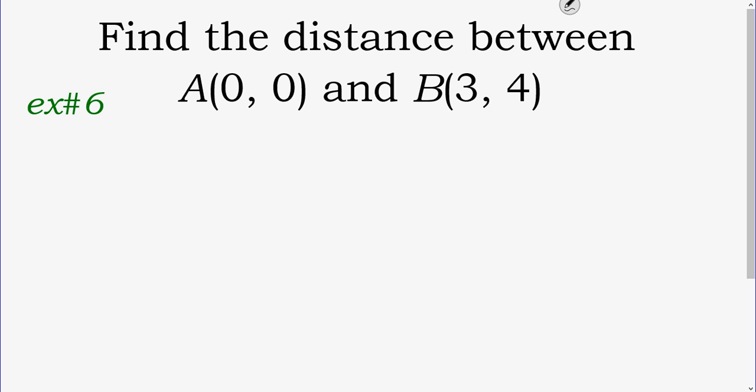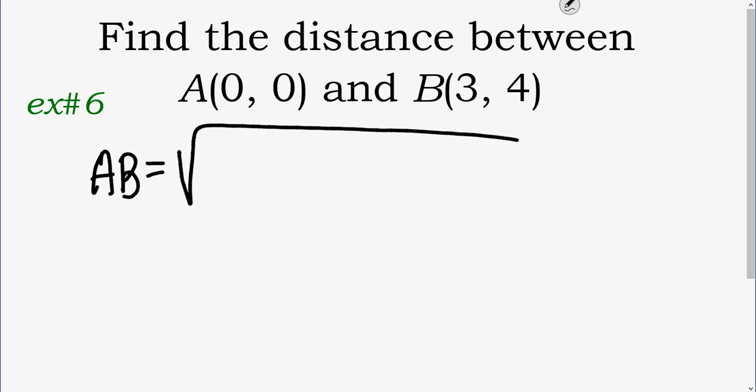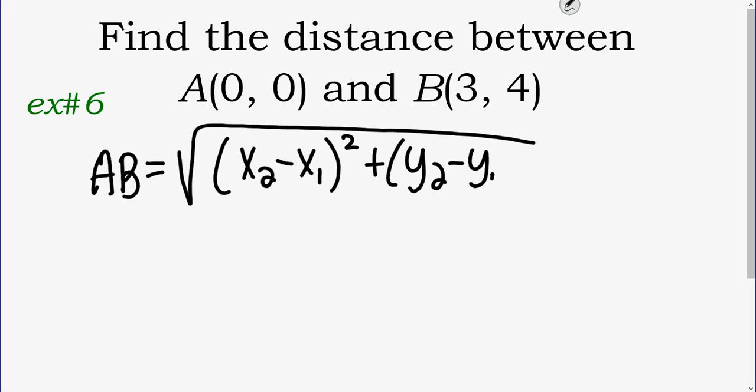So the distance from A to B equals the square root of x2 minus x1 quantity squared plus y2 minus y1 quantity squared. So let's label our points. It doesn't matter which one you call x1, y1. We'll just call the first one x1, y1, and we'll call B x2, y2.